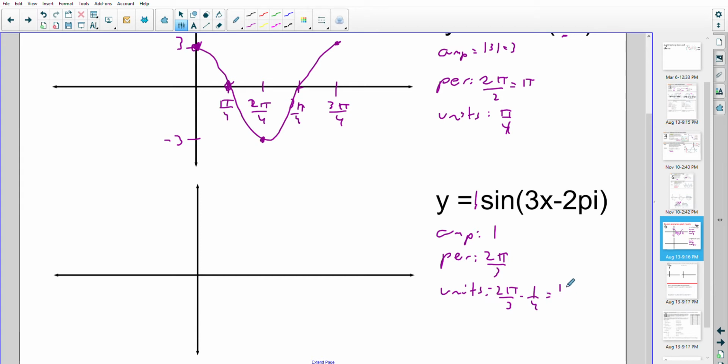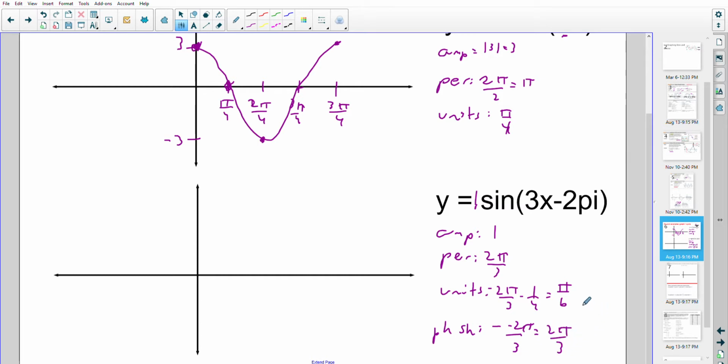And you would see that that's equal to pi over 6 after you simplify. And then you have a phase shift. The phase shift is equal to negative c over b, where your c is negative 2 and your b is 3 (negative 2 pi over b), and that equals 2 pi over 3.